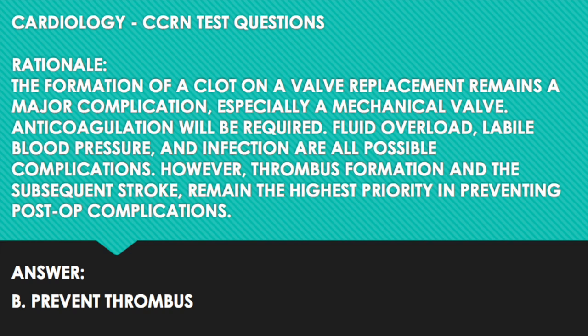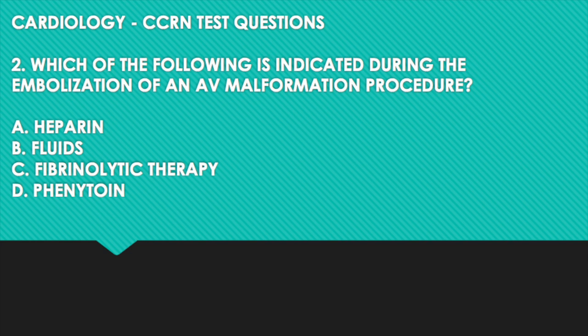Okay, for our next question, question number 2. Which of the following is indicated during the embolization of an AV malformation procedure? Heparin, fluids, fibrinolytic therapy, or phenytoin, also known as Dilantin. And if you don't know, the AV malformation is the tangled web, essentially, of blood vessels in your brain that's typically formed during birth.